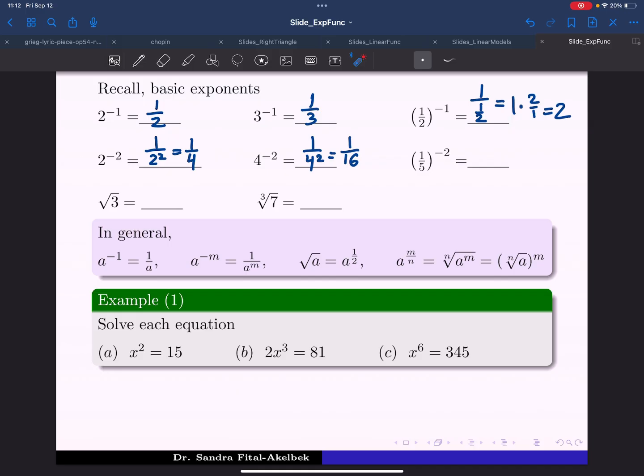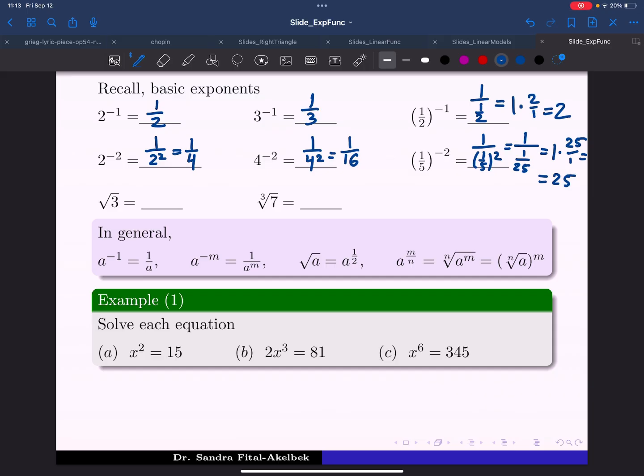Now, if I have 1/5 to negative 2, we can flip it. Negative exponent means flip it, and then we're going to power it. So this would be 1 over 1/5 to the power 2. So 1/5 to the power 2 is 1/5 times 1/5, which is 1/25. To divide by a fraction means multiply, so it's 1 over 1/25, which is 25.